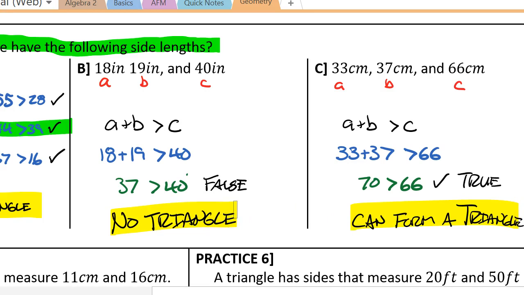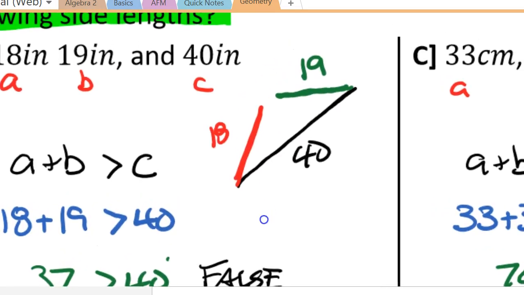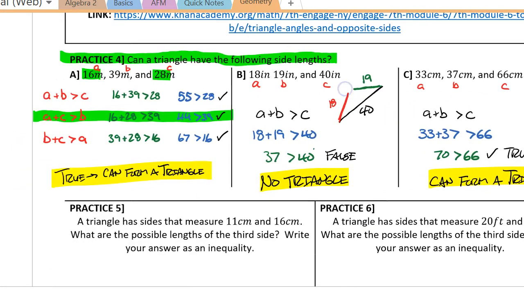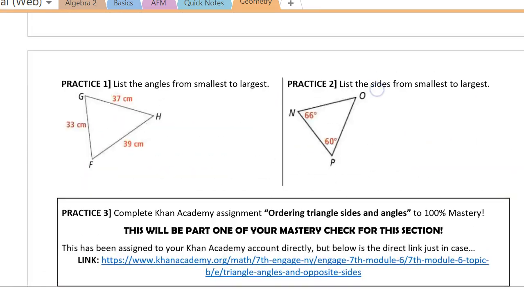So once again, visually on B, what happened is I have a side length of 40, and then my other two sides of 18 and 19 get really close to touching and actually connecting, but there's no way they're ever going to, so I have a gap, which means we can't actually have a triangle, and that's what we showed with our inequality.